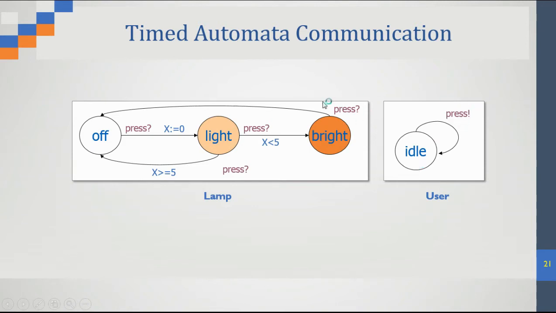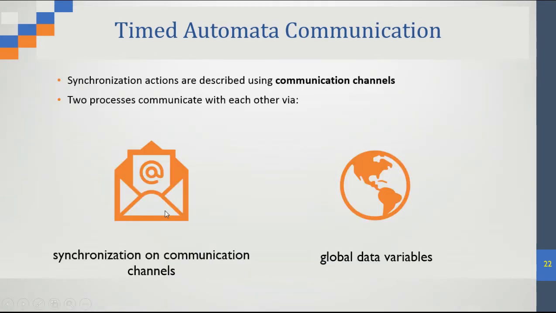By using some methods, some techniques, these two timed automata can communicate with each other to model the system or to represent the behavior of the system. In general we have two methods. The first is the synchronization channel, while the second one is using global data. Let's see now an example for each of these communication methods.